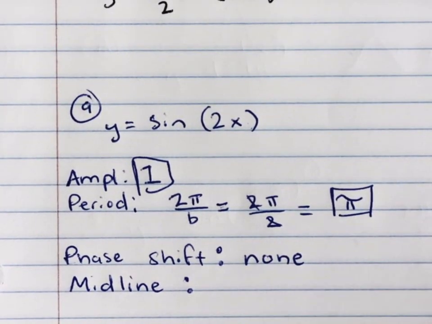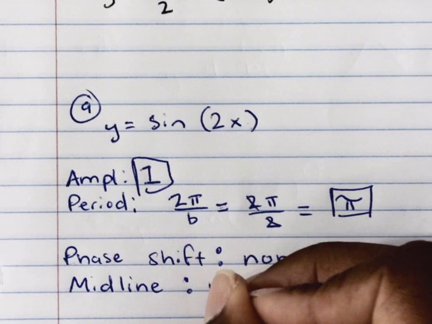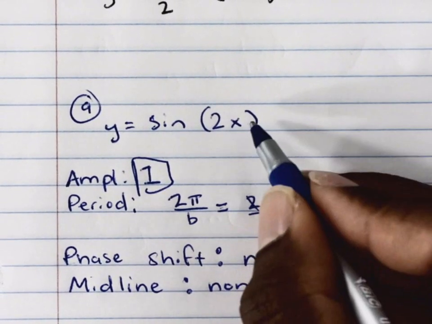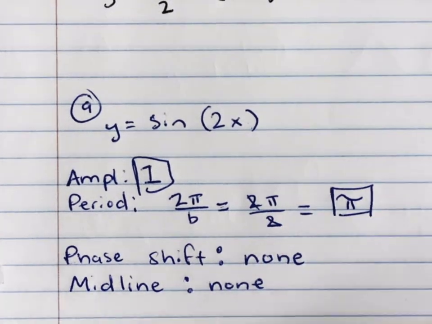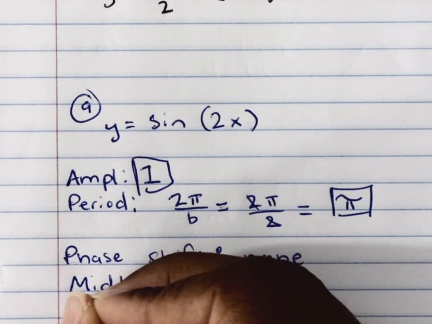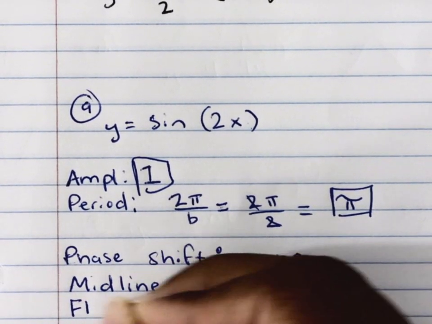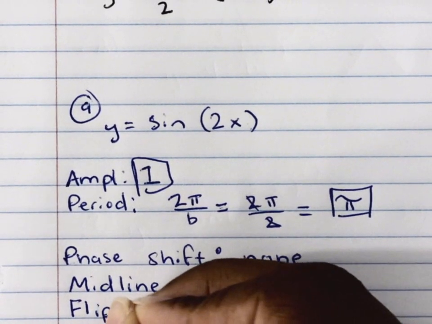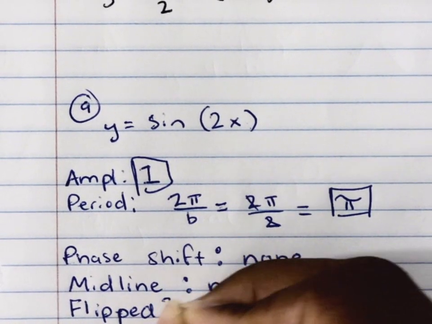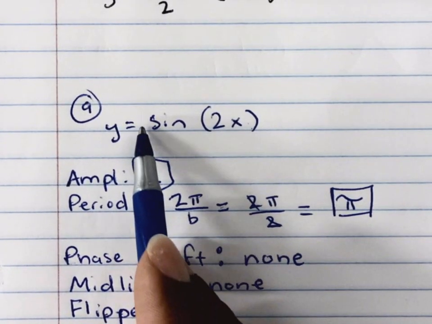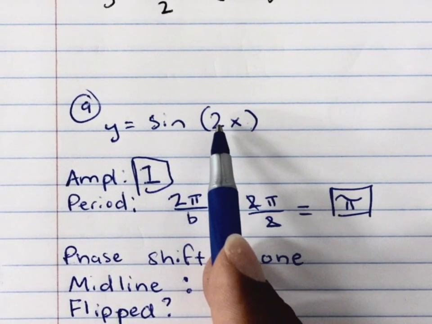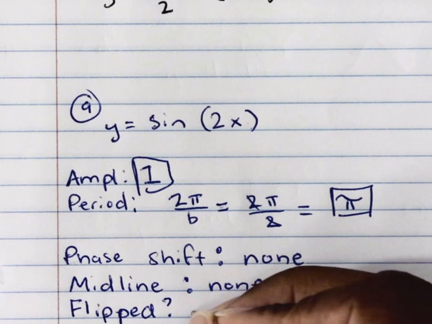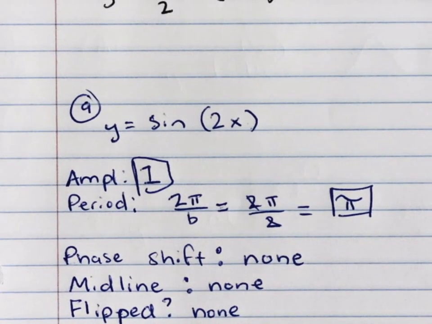And then we have midline shift. I just write midline. There is nothing. So this is none as well. There would be something being added or subtracted after the parentheses here. So none there. And then finally, is it reflected or flipped? And I'll say no. The x-axis would be a negative in front. The y-axis would be reflected if there was a negative in front of this too. But since there isn't, I'll say there's no flips as well.